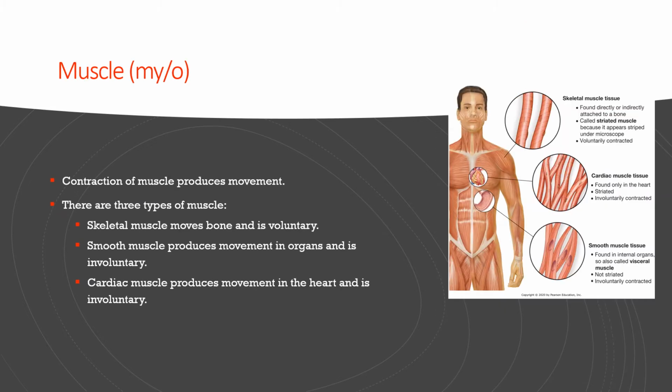Contraction of your muscle is what's going to produce movement. Your muscles are going to allow for movement of your bones. The particular type of muscle that allows for movement of your bones is skeletal muscle. And this is voluntary, so you think about it when you flex your biceps or move your legs. Smooth muscle produces movement in organs, and this is considered involuntary. You don't think about it when your stomach moves or your intestines move things. And then finally, cardiac muscle produces movement in the heart, and this is also involuntary because your heart just keeps on beating whether you think about it or not.